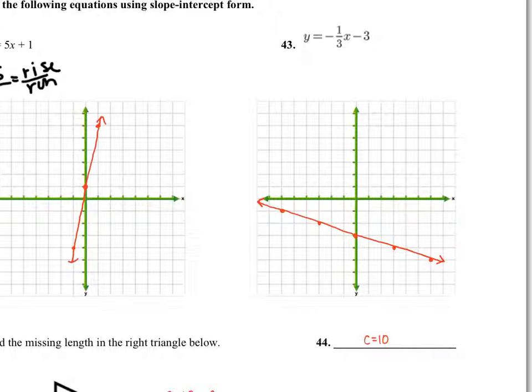Over here, my y-intercept is negative 3, so that means I start my graph down 1, 2, 3. And this time my slope is negative 1/3. So this time my rise is negative 1. I'm going to go down 1, and then my run is 3. Down 1, right 3, and then I can go up 1 and backwards 3.